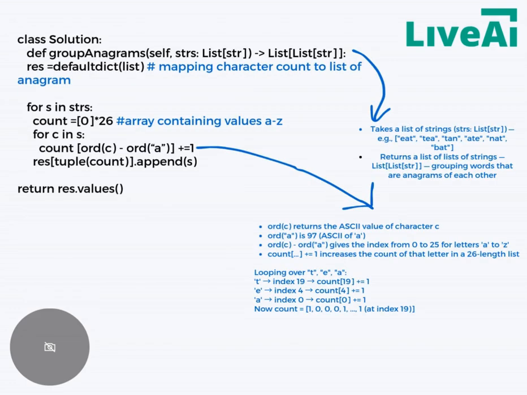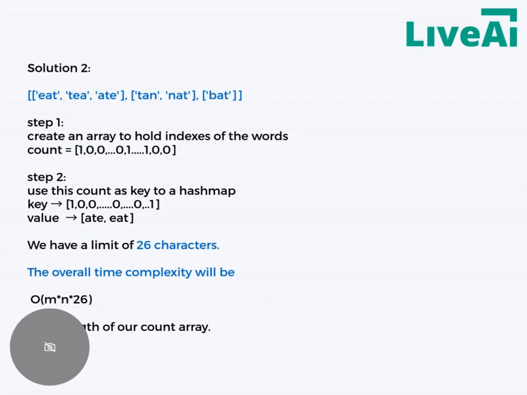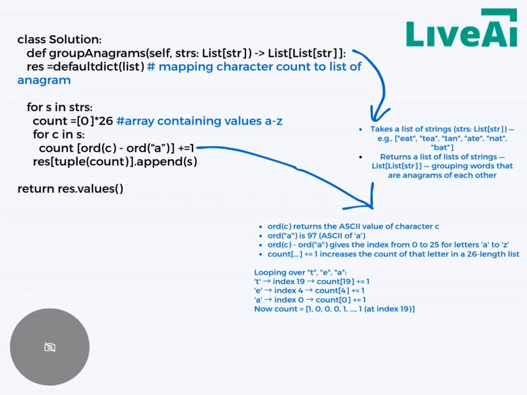Class Solution. Def groupAnagrams takes a list of strings. So what it says is the list of strings is eat, tan, ate, nat, bat, etc. That's my input, and then it returns a list of strings, grouping words that are anagrams of each other. So we are returning the words like this, all grouped within a list. So we are actually returning a list of lists.